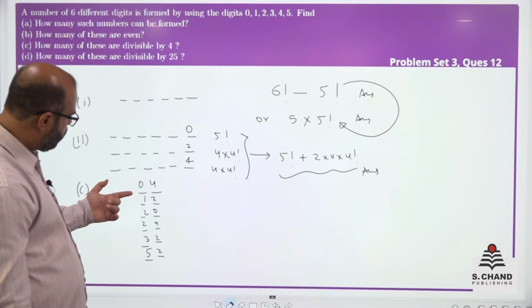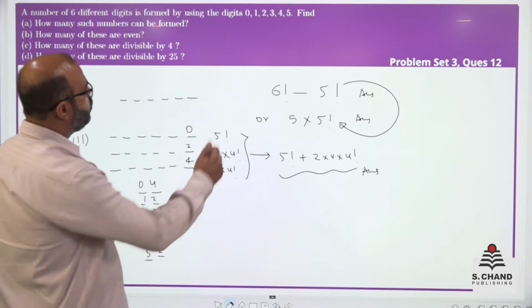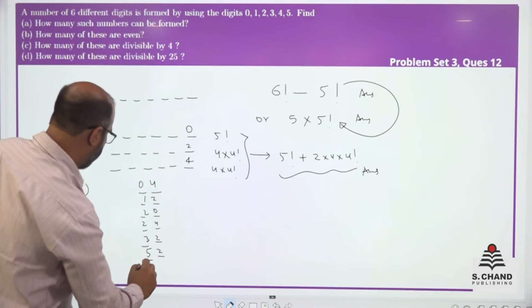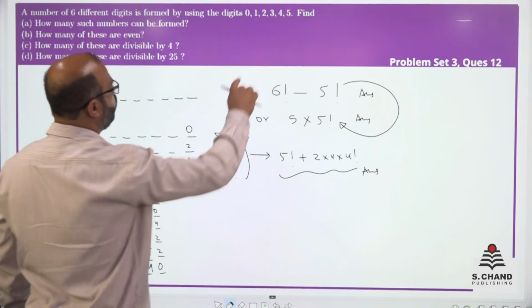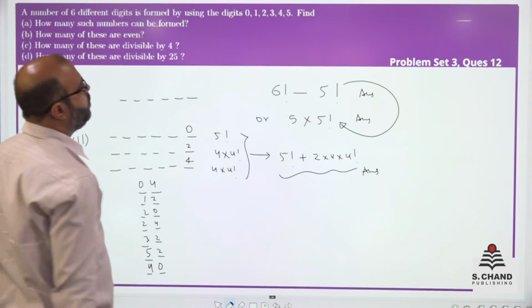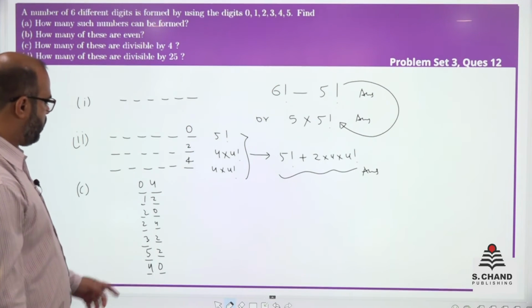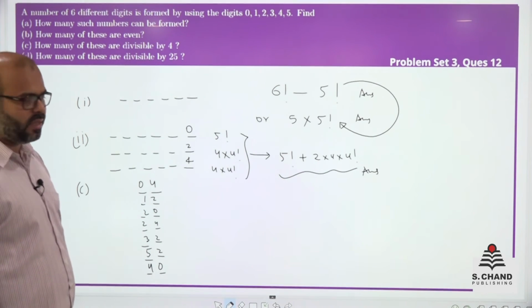0, 4 and one more case would be there. 4, 0 will also be there, right? 4, 0 is also there. I missed that. 3, 2, 3, 4, 3, 5, 4, 0 will be there. 4, 1, 4, 2, 4, 3, 4, 5. Okay. So 1, 2, 3, 4, 5, 6, 7 cases are there.